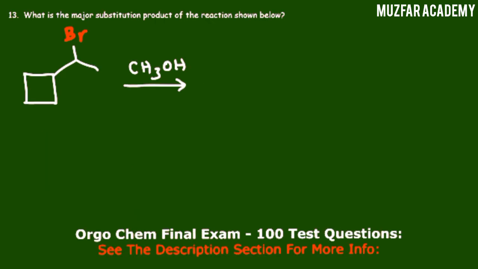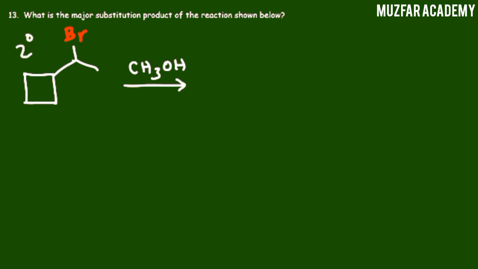Number 13. What is the major substitution product of the reaction shown below? So we have an alkyl halide reacting with methanol. What mechanism will this reaction most likely occur by? Now what we have is the secondary alkyl halide. The carbon that has the bromine atom is attached to two other carbon atoms. Methanol is a protic solvent. So the fact that we have a secondary alkyl halide and a polar protic solvent, this is going to favor the SN1 reaction over the SN2 reaction.